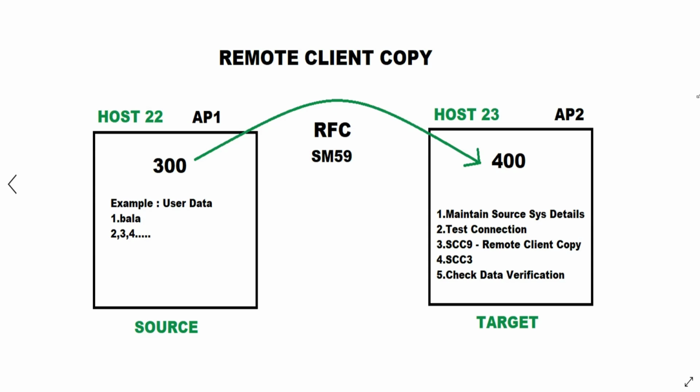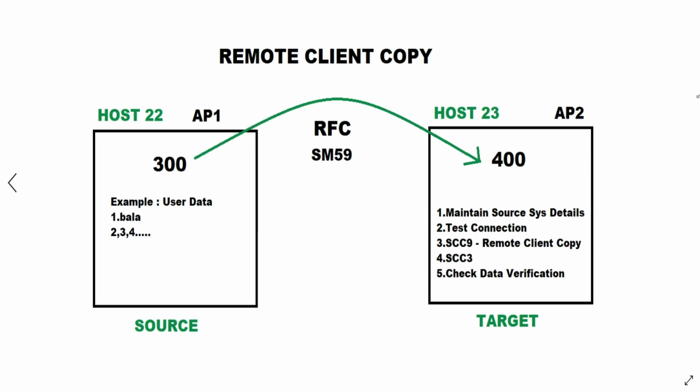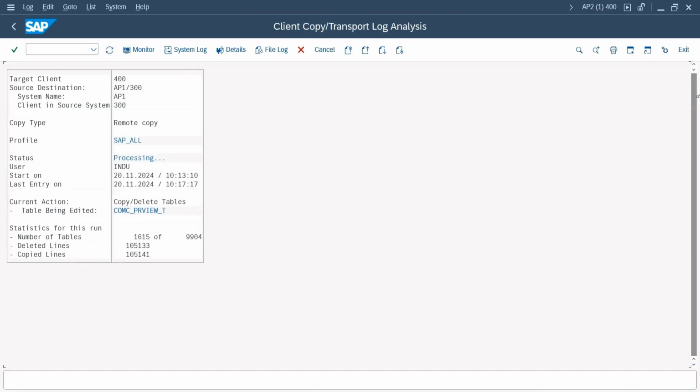This process will take some time. After the process, we need to check the data for verification purposes. We are going to check whether the 300 client information is available in 400 or not. We are going to see. This is about remote client copy. As of now, 1615 tables are copied.